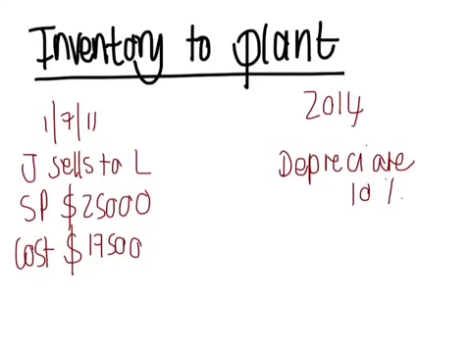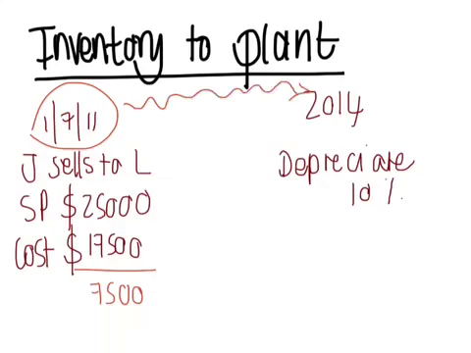a piece of plant to Laura. Jade manufactures the plant, so for them it's inventory. Laura treats it as actual plant, so for them it's a non-current asset. Jade recorded sales proceeds on the sale of $25,000, and it cost them originally $17,500 to manufacture the piece of plant. So they recorded a profit of $7,500, and this was on the 1st of July 2011.